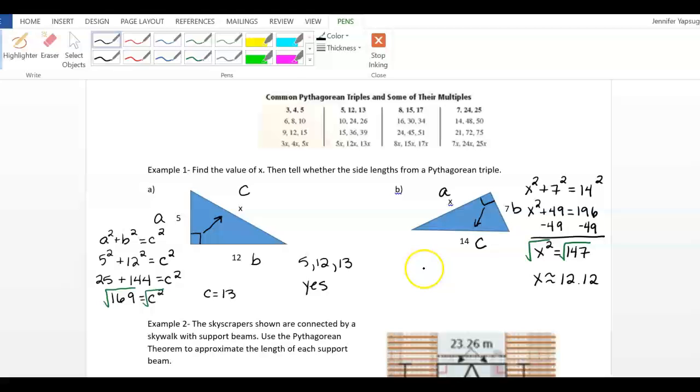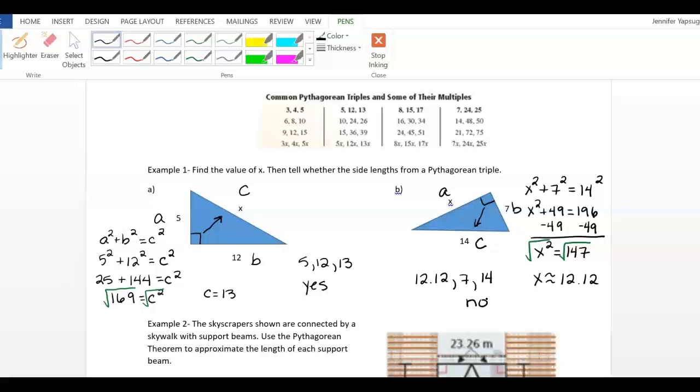So the side lengths of my triangle are 12.12, 7, and 14. So I'm going to look up here at my chart, and I do not see those numbers. In fact, all of these are whole numbers. So this would not be a Pythagorean triple.